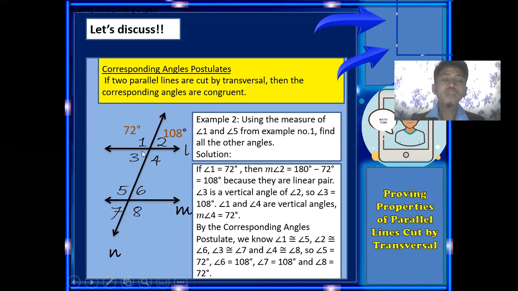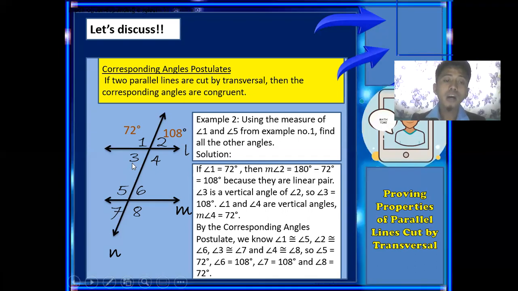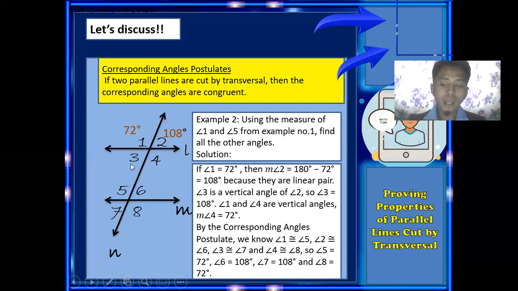So what is the measurement of angle 3? If you observe, angle 2 and angle 3 are vertical angles. So what do you mean by vertical angles? Vertical angles, the concept of the vertical angle theorem: if two angles are vertical angles, therefore their measurements are congruent, or they have the same measure. So if angle 2 is 108, therefore angle 3 is also 108 degrees.